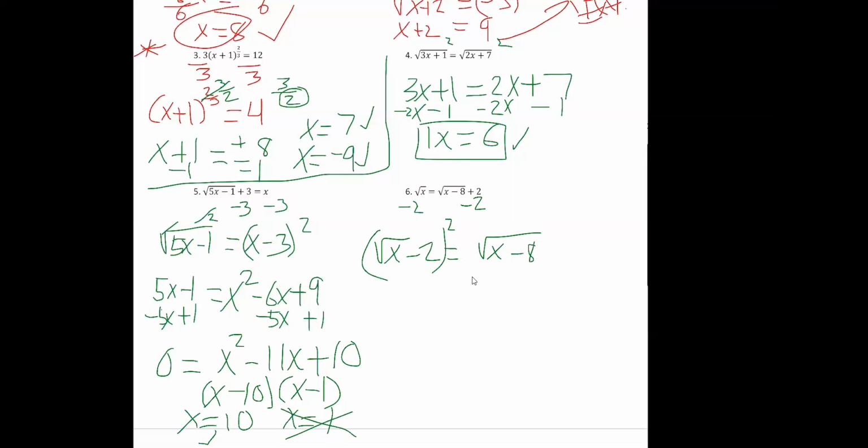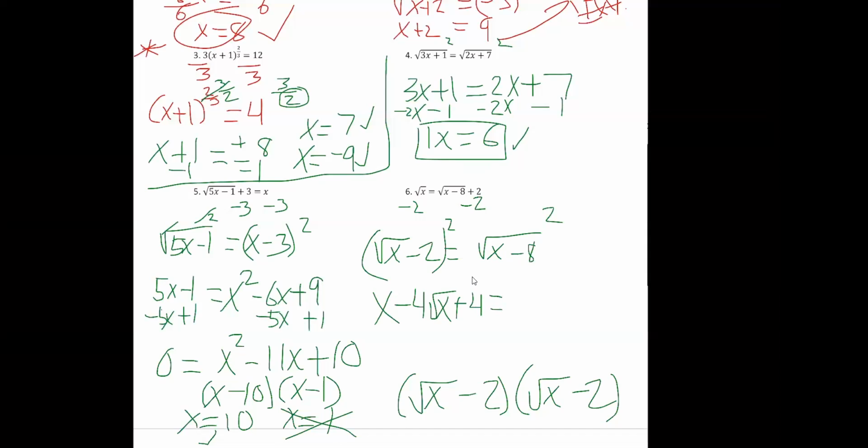So if we square the square root of x minus 2, like we FOIL that, you can do it in your head also, but square root of x times the square root of x would just be x. Then you would have minus 2 square root of x minus 2 square root of x. So that would be minus 4 square root of x. And then negative 2 times negative 2 would be 4. On the right-hand side, when we square, we're just going to get that x minus 8.